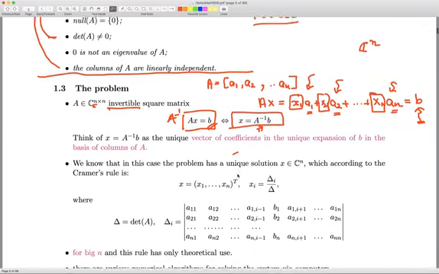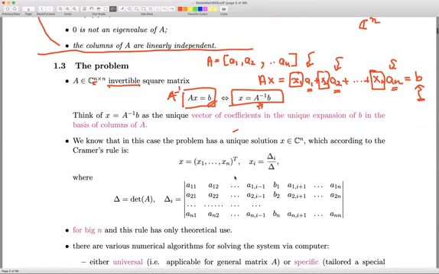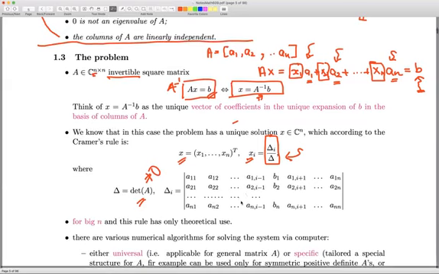Another way people may look at this problem is that we know from Cramer's rule that the numbers xi, which are the coordinates of the unknown vector x, have the representation delta i over delta, where delta is the determinant of the matrix A. Since A is invertible, the determinant of A will be different from 0, so this number is well defined. And delta i is the determinant of another matrix. What is this other matrix?